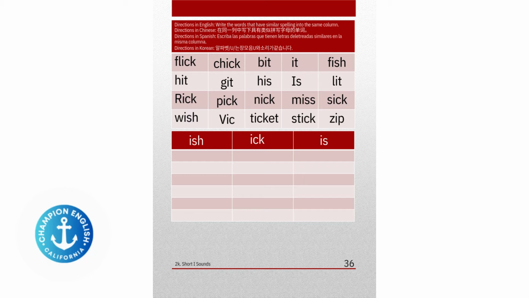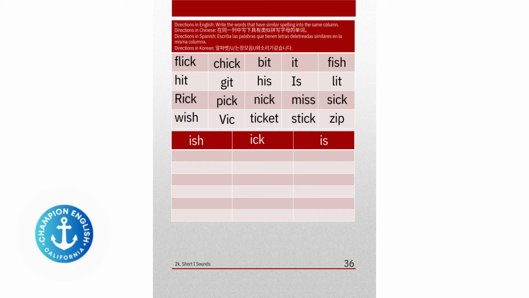So we have flick, chick, bit, it, fish, hit, get, his, is, lit, rick, pick, nick, miss, sick, wish, vic, ticket, stick, and zip. In the first column, we have ish. So you're going to choose the right words that go in column 1.